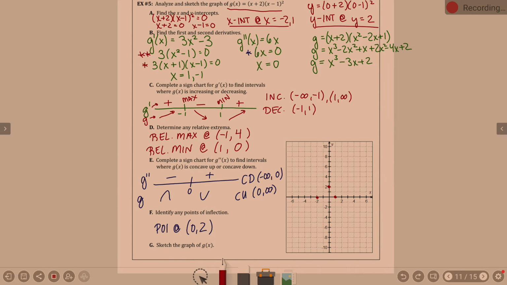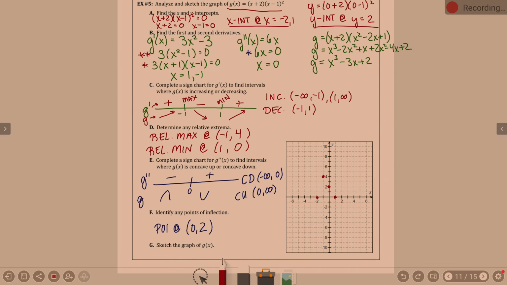Then let's put our max at negative 1, 4. So that's a max. We have a min at 1, 0. So max and min. We have an inflection point at 0, 2, which is already one of our pieces. My graph is going to increase from negative infinity to negative 1, so it's going to increase to that max. It's going to decrease from the max to the min, and it's going to increase after the min.